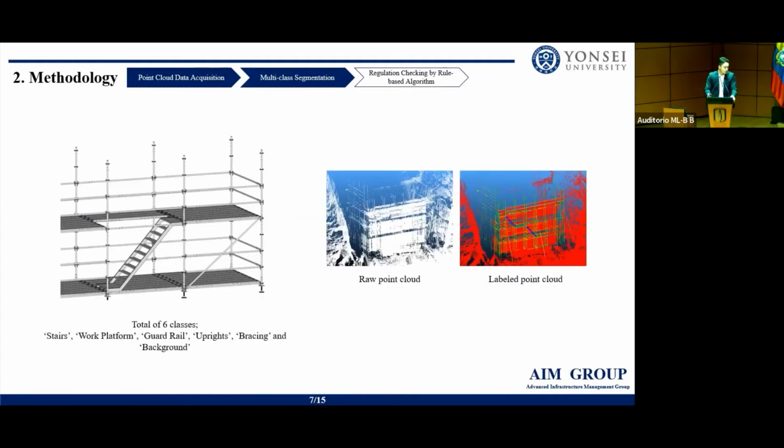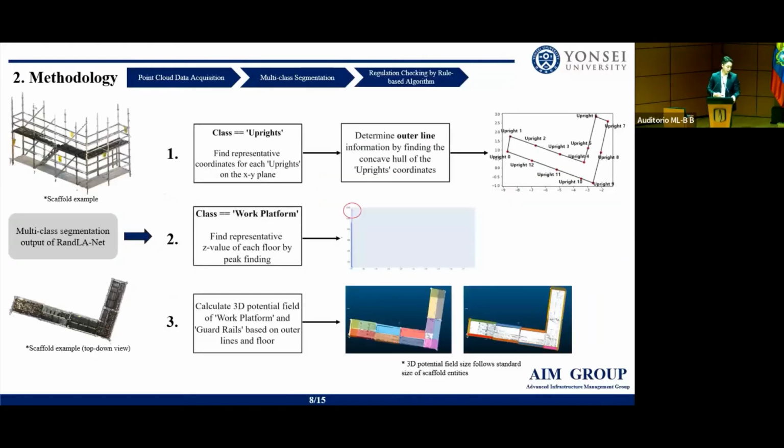So our dataset is labeled into 6 classes, which are stairs, work platform, guardrails, uprights, bracing, and background. On the right figure, you can see an example of our labeled point cloud that is in our training data. And in conclusion, when a raw point cloud is inputted into our fine-tuned RandLA-Net, we get a prediction output for each and every point of the point cloud, one of these 6 classes.